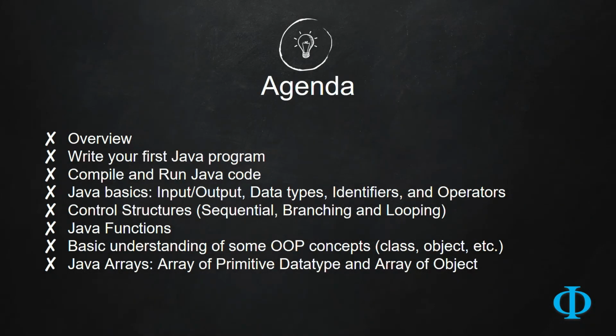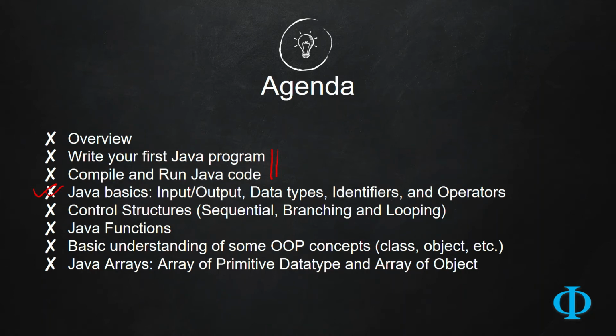This slide shows the agenda of this Java course. First, you will get an overview of Java, like what is Java, why you need to learn Java, and all these things. Then you will start writing your Java program, and you will also learn how to compile and run your Java code. After that, we will spend quite a bit of time understanding the basic programming concepts with Java, such as input, output, data types, identifiers, operators, etc.